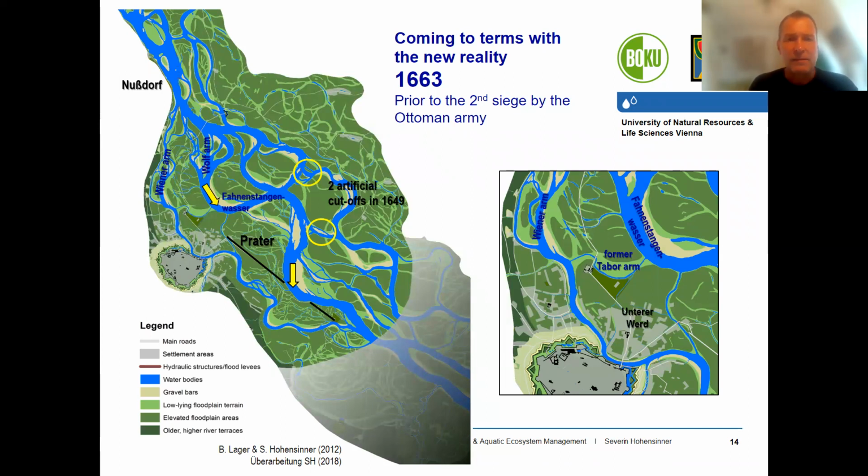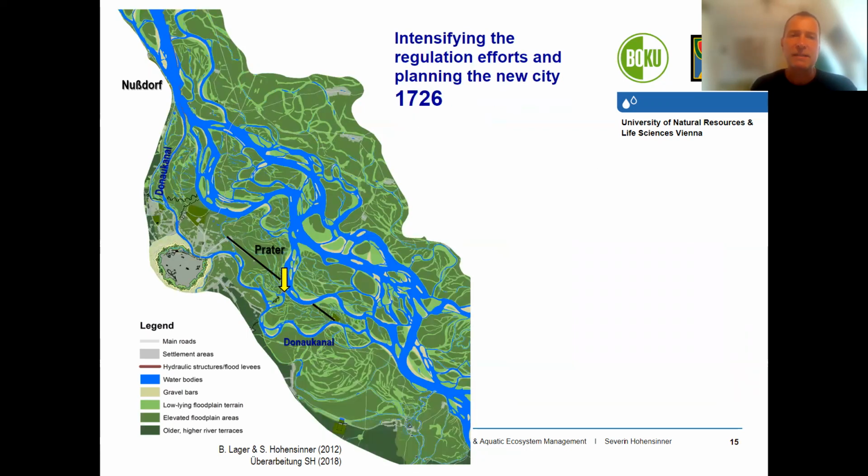That's why we have these maps, because downstream of the historical city center, the main arm of the Danube River broke through the so-called Prater main alley. This was an avenue in the floodplain. And in order to prevent further erosion of the so-called Prater area, they excavated two artificial cut-offs in the year 1649.